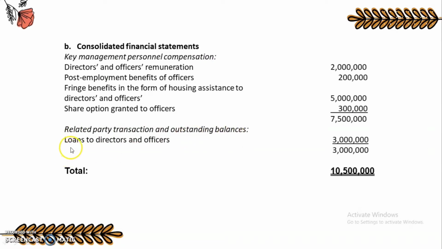So, ang magiging related party ay ang loans to directors and officers, which is 3 million. So, 7,500,000 plus 3 million is equals to 10,500,000. The 10 million sales to related entities are excluded. Bakit? Because they are intercompany transactions and outstanding balances are eliminated in the consolidated financial statements.